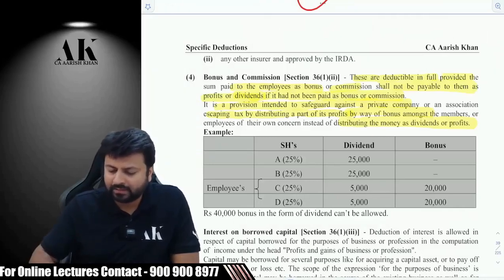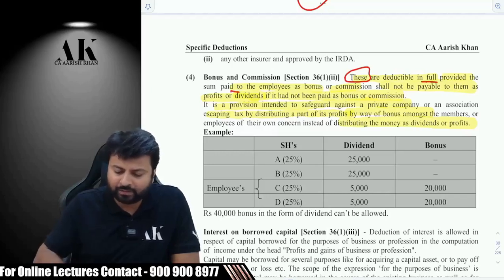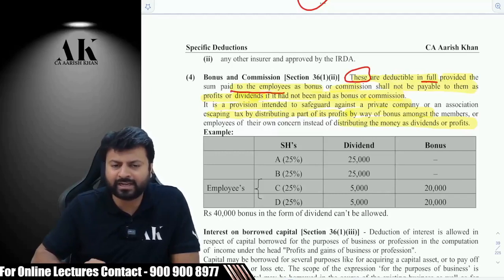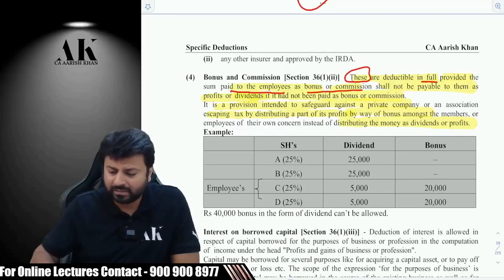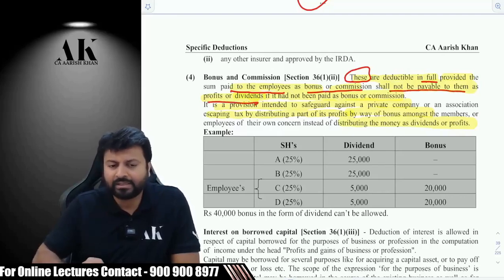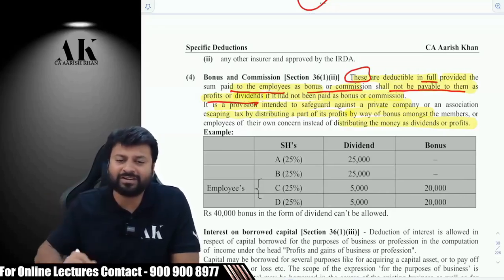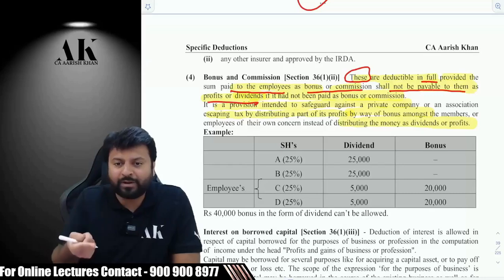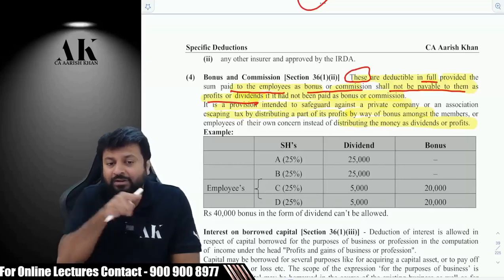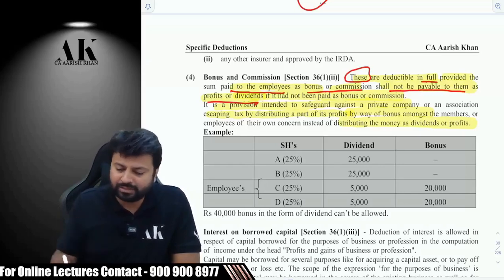I'll again read it. These are deductible. These means what? Bonus or commission are deductible in full, right? Provided the sum paid to the employees. How much is the sum paid to the employees in case of C and D? 40,000, as bonus or commission we are paying. Shall not be payable to them as profits and dividend. Can I say that the 40,000 which you are paying to C and D is actually payable like profits to them? That's what it wants to say. The bonus amount which you are paying them should not be payable to them as profits and dividend. That is actually payable to them as profits or dividends, which we are trying to pay them as bonus or commission, not allowed. Is it clear?